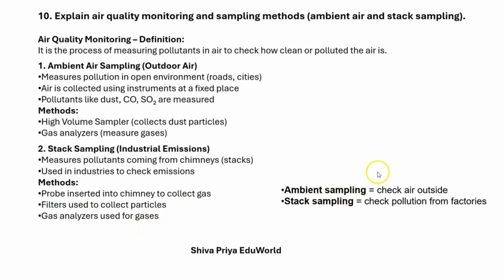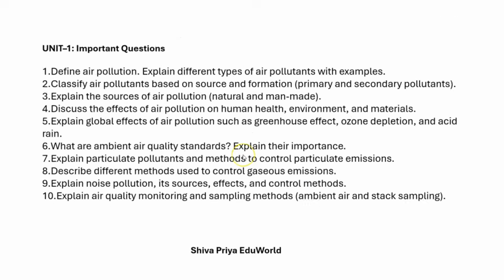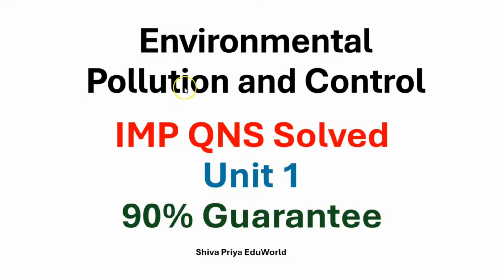Here, ambient sampling means they will check the outside air, that is roads and cities, outdoor air. And stack sampling, they will check the pollution from factories. Clear? Here the unit 1 important questions solved video from environmental pollution and control is completed.